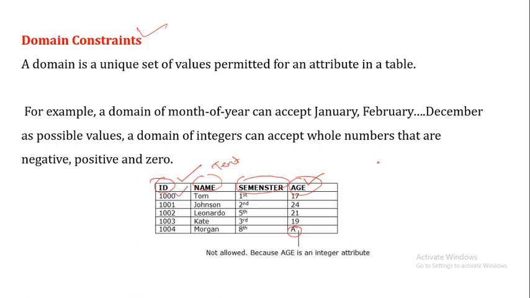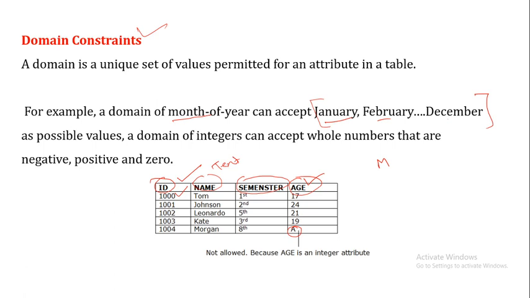We can also impose the domain constraint like a range of values. If you describe a month, like month of a year, it should be one of the values like January, February, December. It should not take any other value except these values. So this has to be imposed on the database.